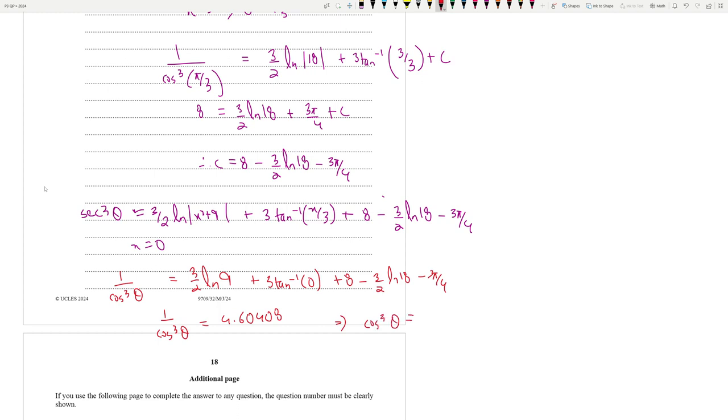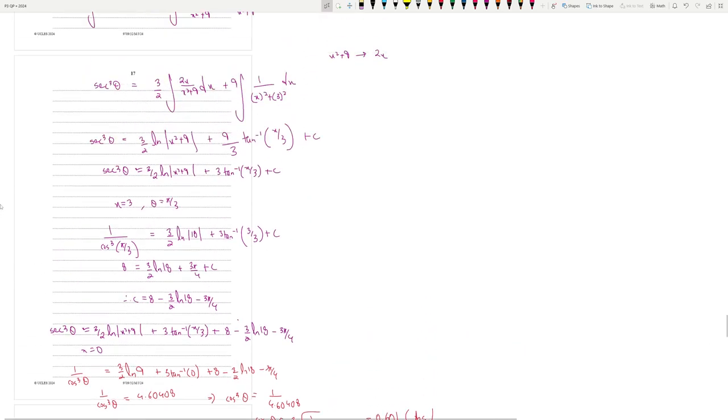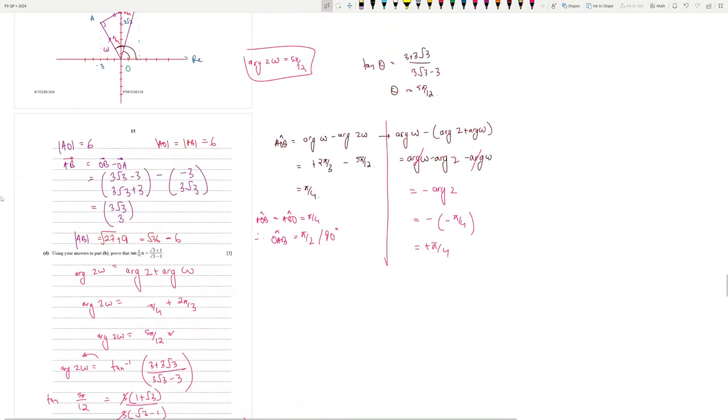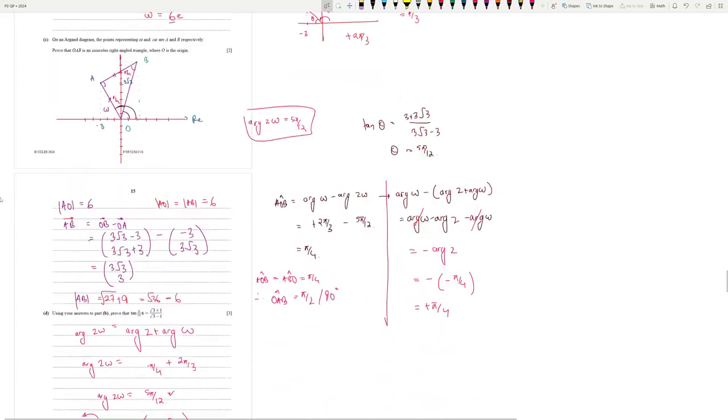Cos cube theta is equal to 1 divided by 4.60408. So cos theta is equal to the cube root of this, 1 divided by answer and cube root of answer. That gives us a value of 0.601 to 3 significant figures, and yes, that matches with the mark scheme. Yes, so yeah, very hard question. We had a few hard questions here and there, but we are officially done with this paper.